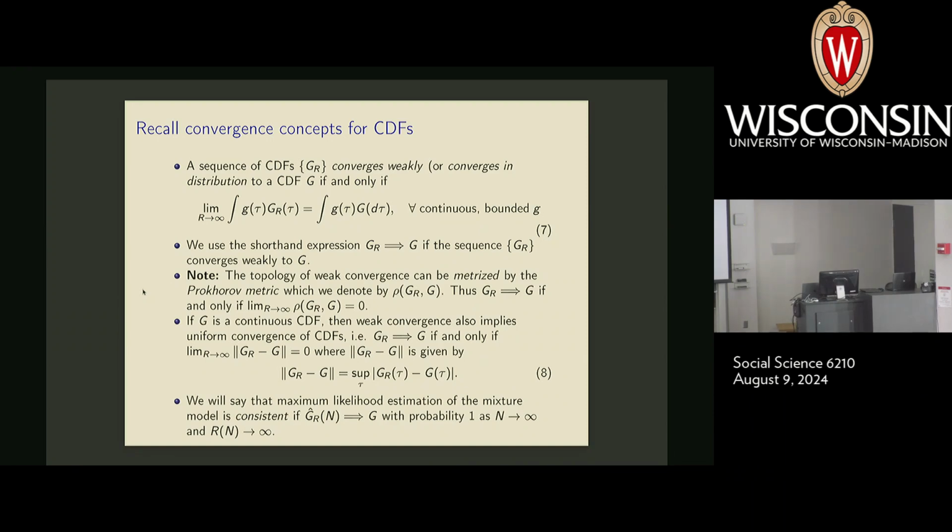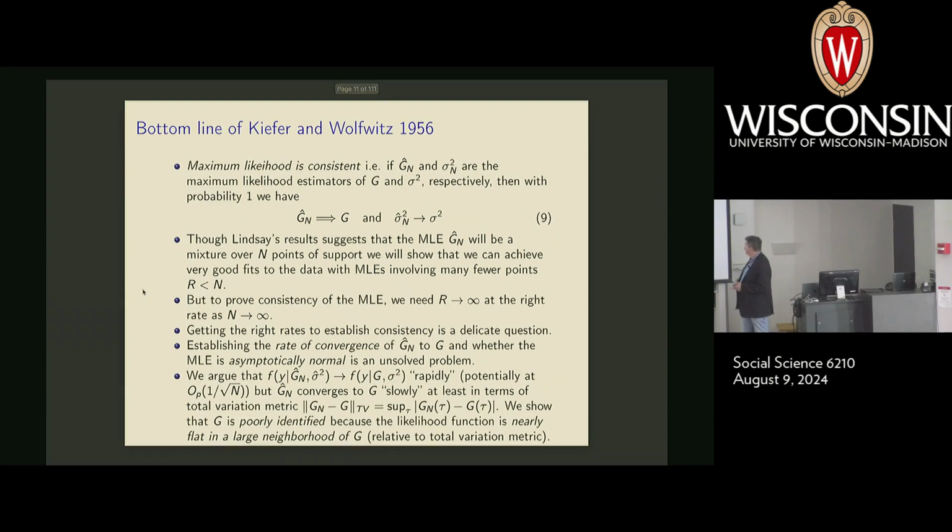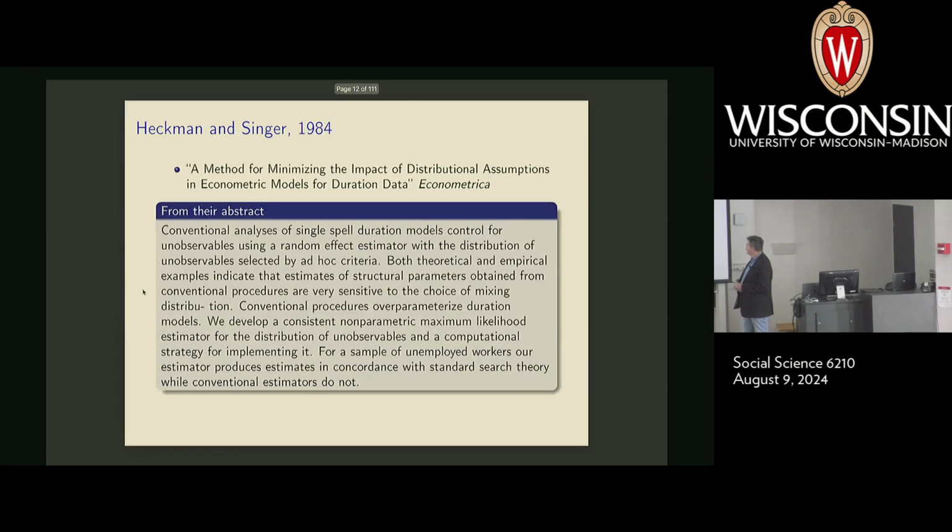It's going to help explain some of the results, so why it's hard to estimate the distribution of unobserved types. Okay, so I'll just go over this now. Now we're going to jump ahead to Heckman and Singer.